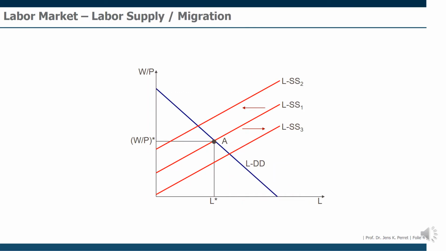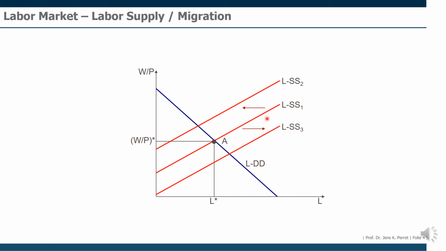Okay, so we have the basic approach of the labor market. So what happens if we have shifts in supply and demand? Let's start with some examples which might actually impact labor supply. Well, we said labor supply, that's the workers. That's the people supplying their labor force. So this means if we have more or less workers available, we will get a shift in labor supply.